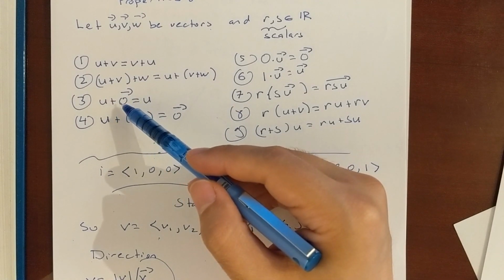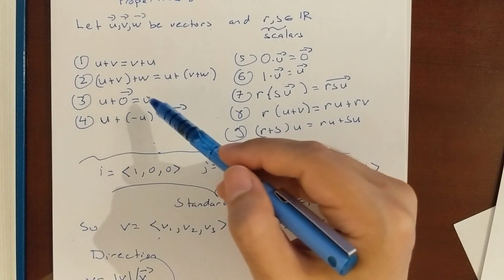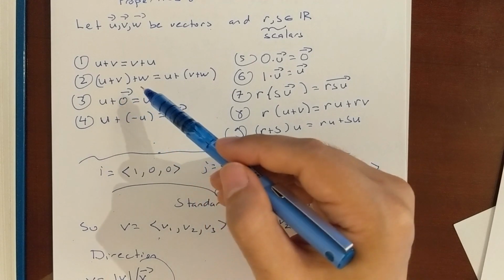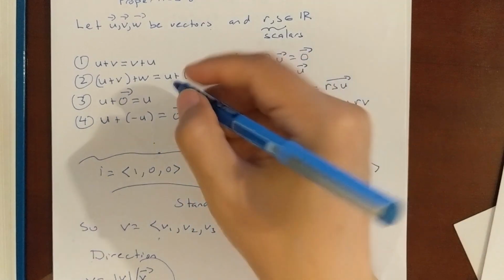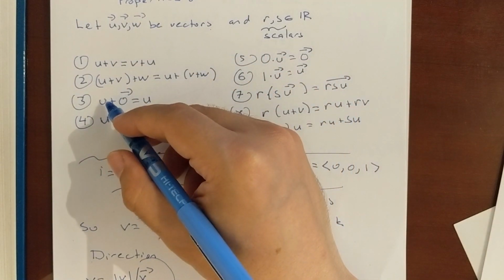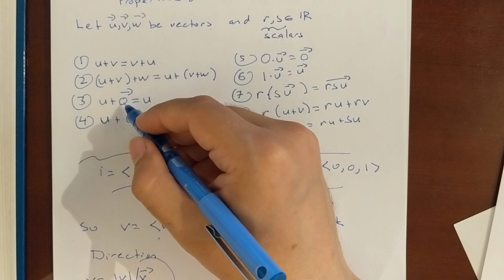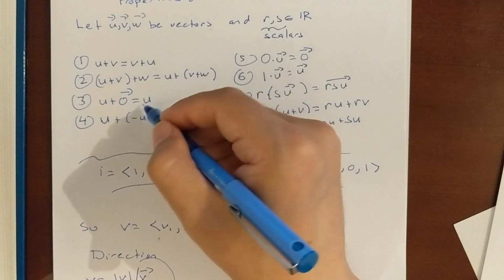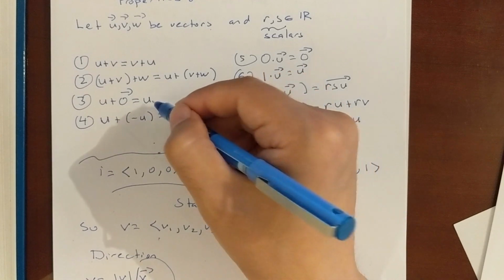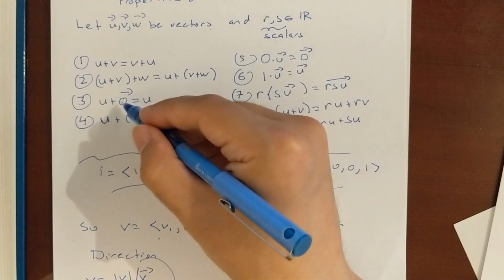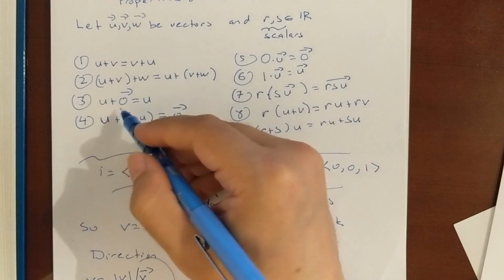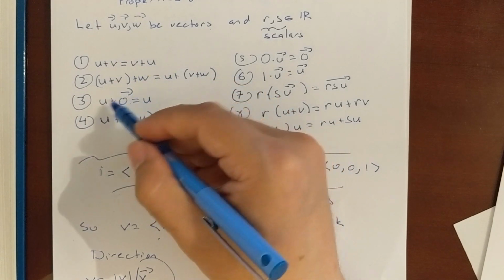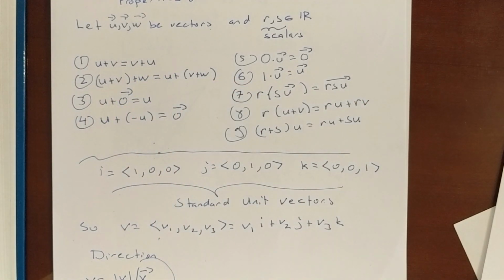u plus the 0 vector. Okay, so the 0 vector plus u is itself, okay? Because why is this? Because if you have the coordinates u1, u2, u3, the coordinates of 0 would be just 0, 0, 0, and you add them up again, you get u1, u2, u3. Okay, so u plus 0 is always u, and that's the same thing because it's commutative. That's the same thing as 0 plus u.